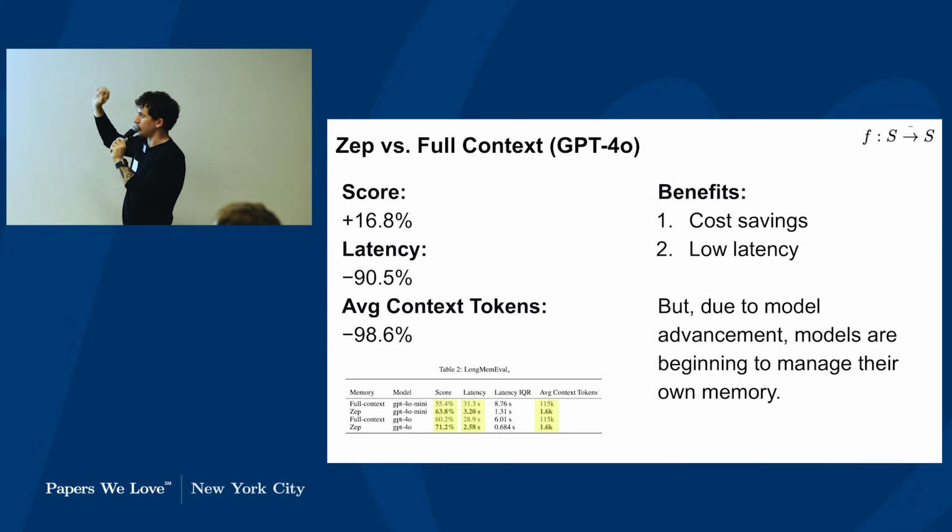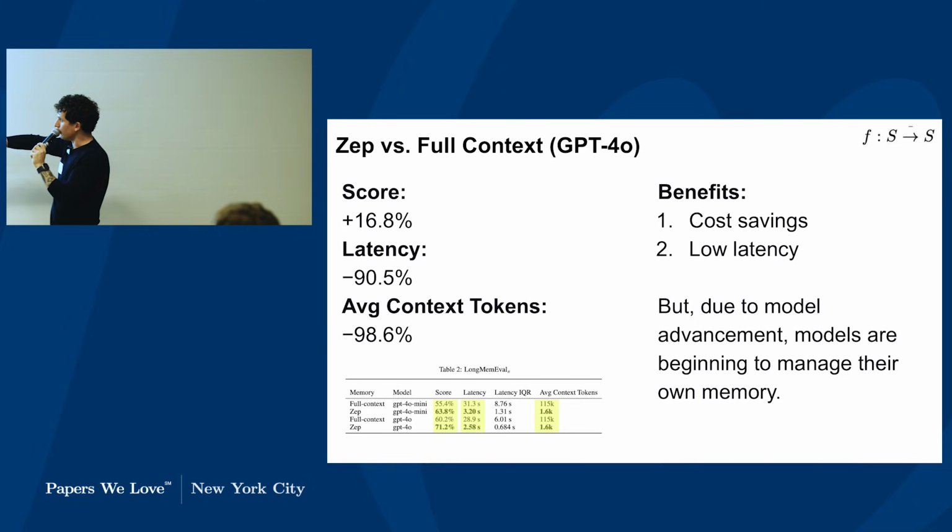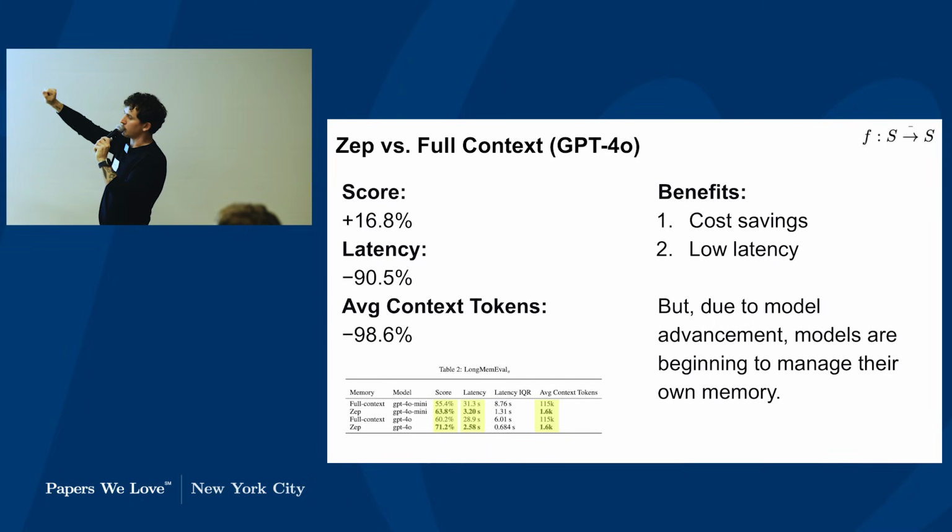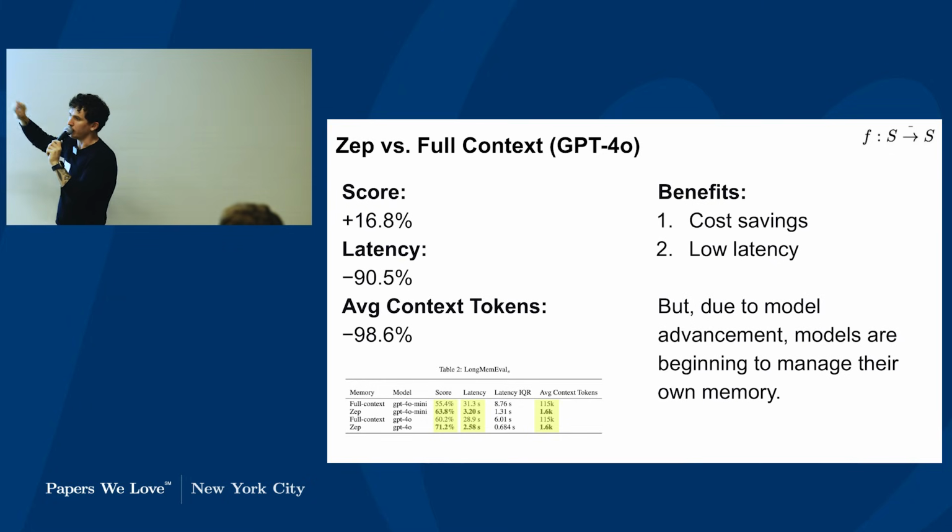We've got cost savings and low latency, but due to model advancement, models are beginning to get really, really good at managing their own memory. And so this idea that Zep is going to do better from a quality point of view over time as models get better and the architectures change, that's an interesting question, but definitely from a cost saving point of view and latency point of view, we still have benefits.